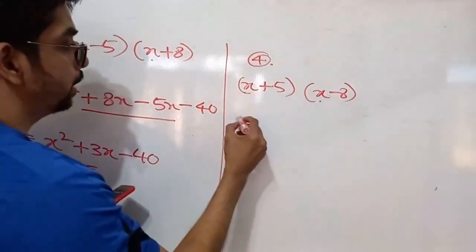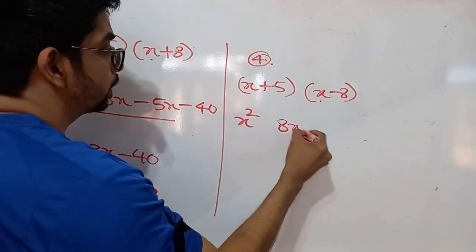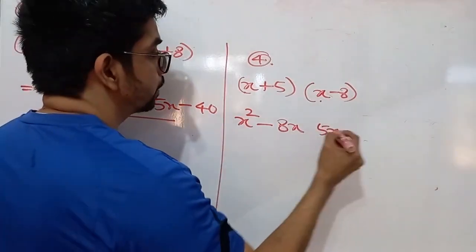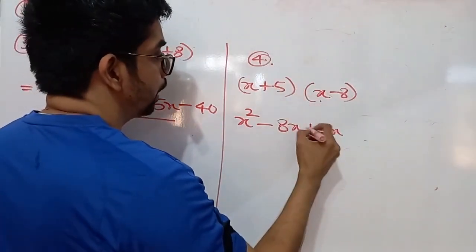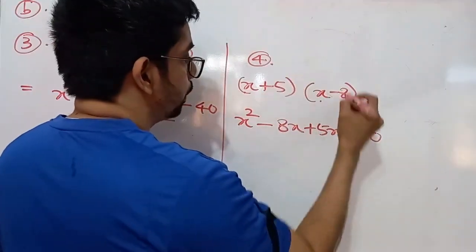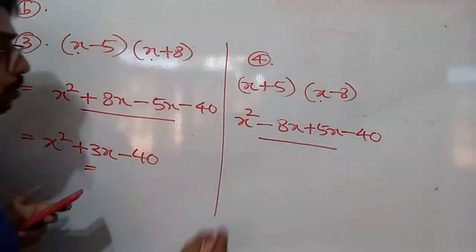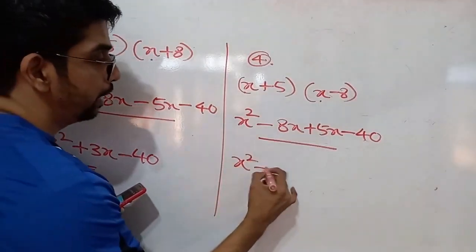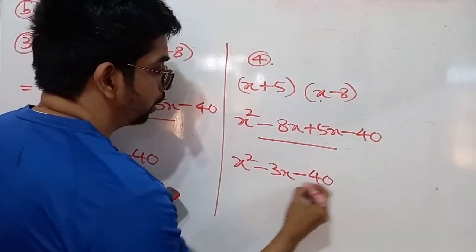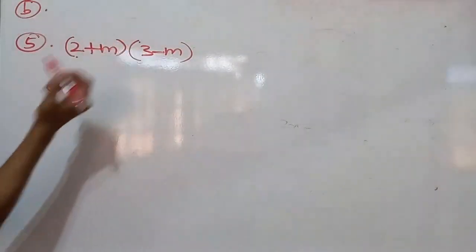X into x, that is x squared. X into 8, that is 8x. Positive into negative, that is negative. 5 into x, that is 5x. Positive into positive, that is positive. 5 into 8, that is 40. Positive into negative, that is negative. So here we have what? Like terms. X squared, negative 3x, right? Negative 40.